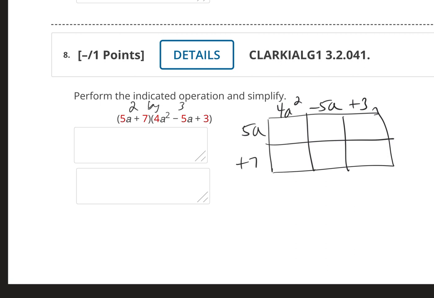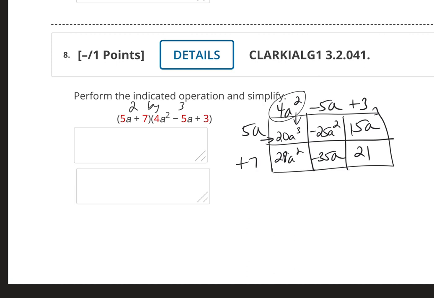If I go ahead and I do the area formula, this first one is 20a cubed. The second one is negative 25a squared. 5a times 3 is 15a. 4a squared times 7 is 28a squared. 7 times negative 5a. And 7 times 3.